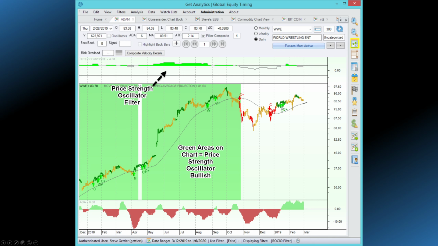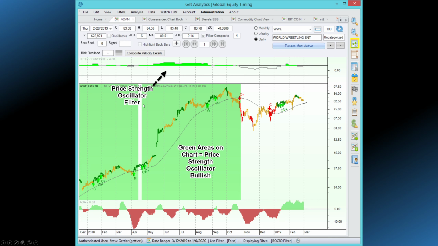Over here, the oscillator was no longer positive. It was more in the neutral zone, and as you can see to this point in the chart, the stock had not done a great deal. But when we combine all of the various filters together, or several that we like, and there are a number of them within the system, this signal right here was one that we probably would have taken because we had several filters positive at the same time. You saw the ADA filter was positive. We saw that the Consensidex filter was positive, and we saw that this price strength oscillator was positive as well.